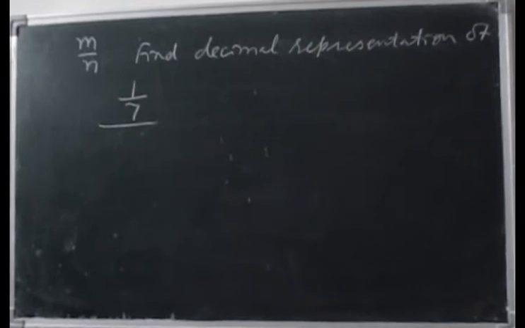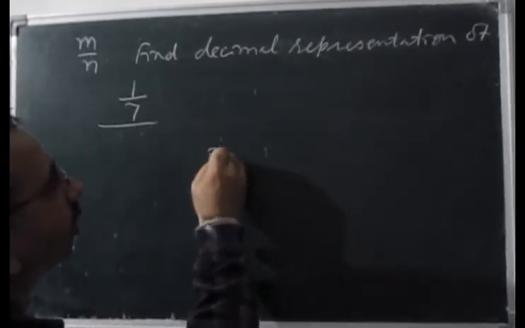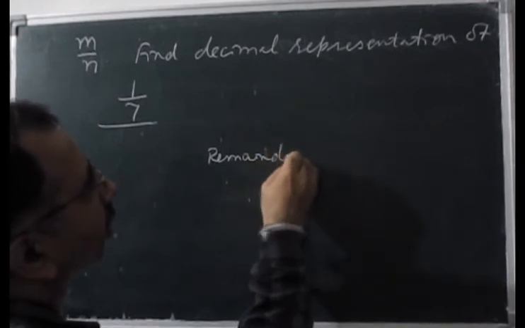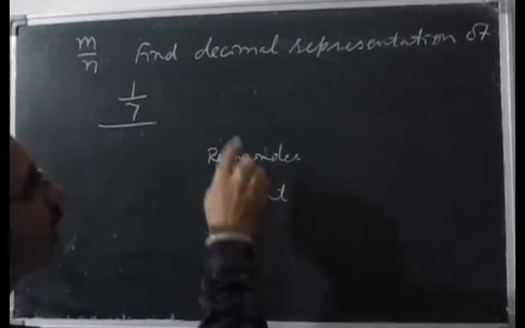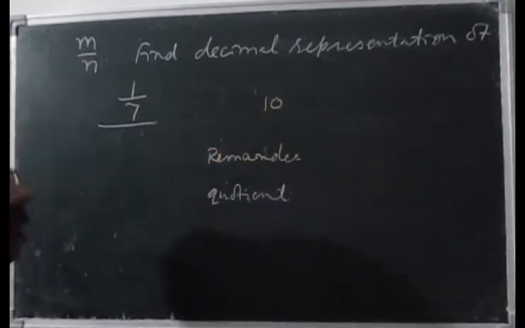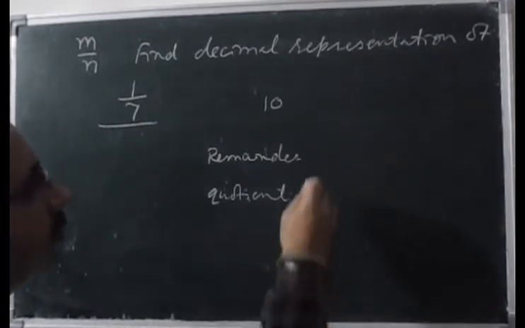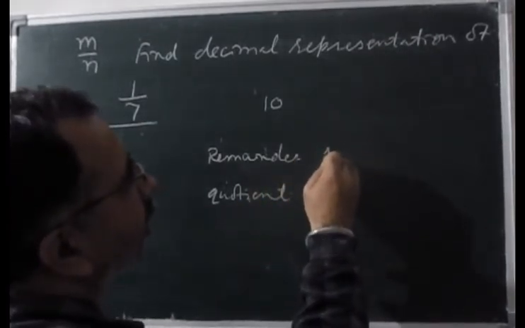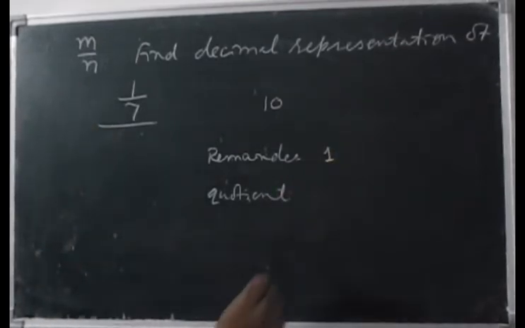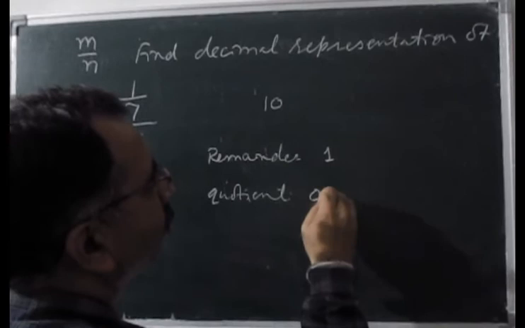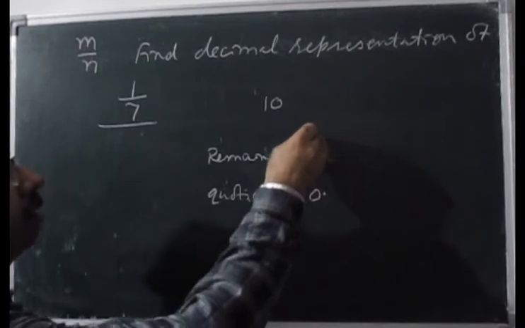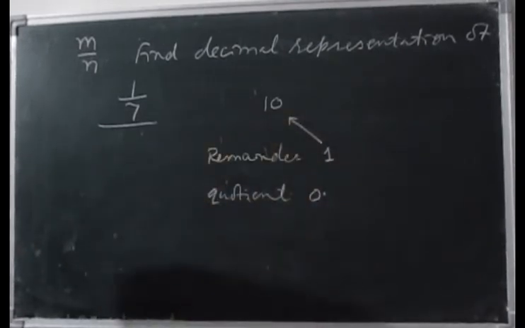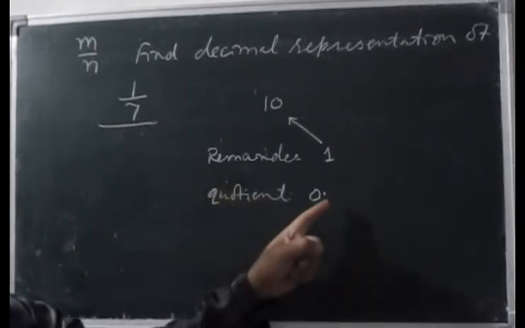First write remainder, and below remainder write quotient, and above remainder write the digit 10. This I will call a multiplier. So in the remainder line write 1, in the quotient line write 0 point. Now the method is: first multiply 1 with 10 in mind and divide that number by 7. After dividing, write the quotient here and the remainder here.